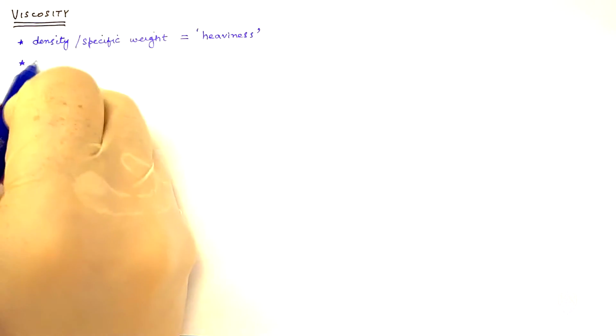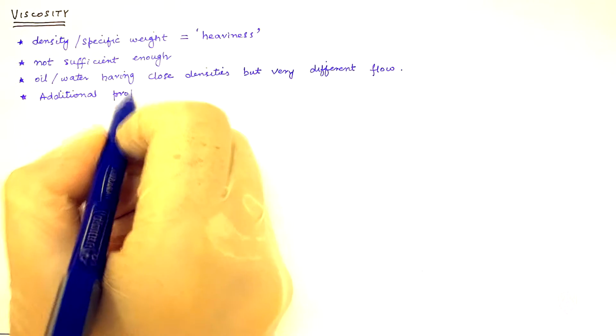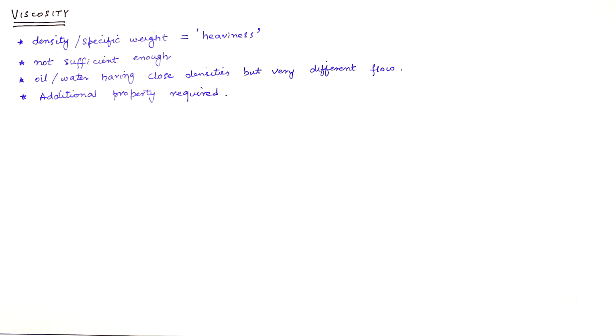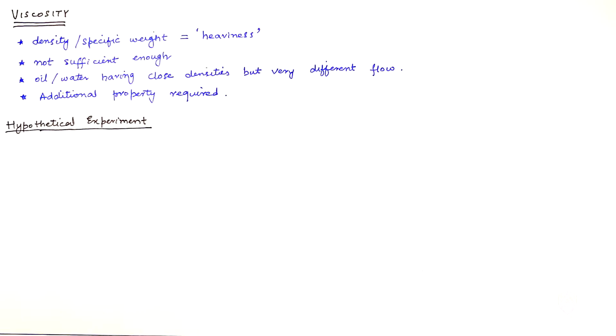Viscosity. Fluid properties such as density or specific weight help us get an idea of the heaviness of the fluid. This proved to be insufficient when we observe oil or water having close densities but very different flow phenomena. Thus an additional property is required to describe this fluidity of the fluid. Let us explain it with a hypothetical experiment.